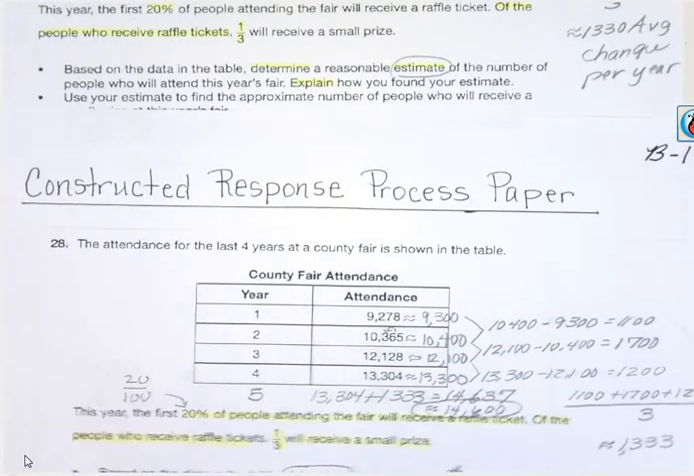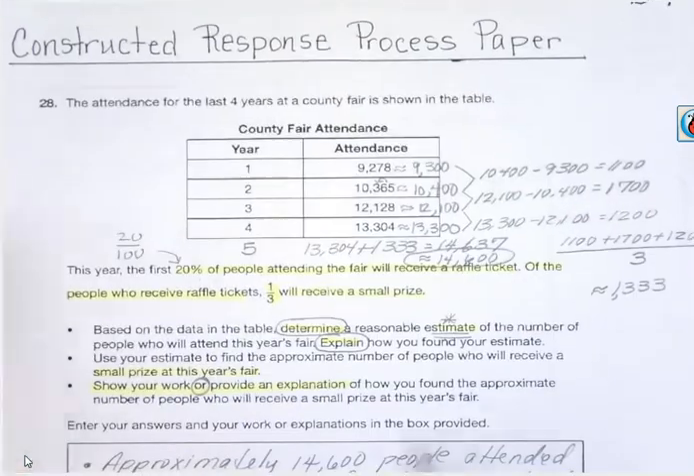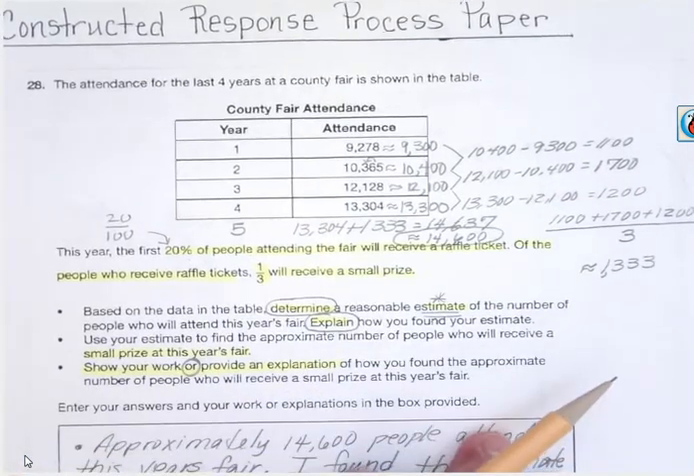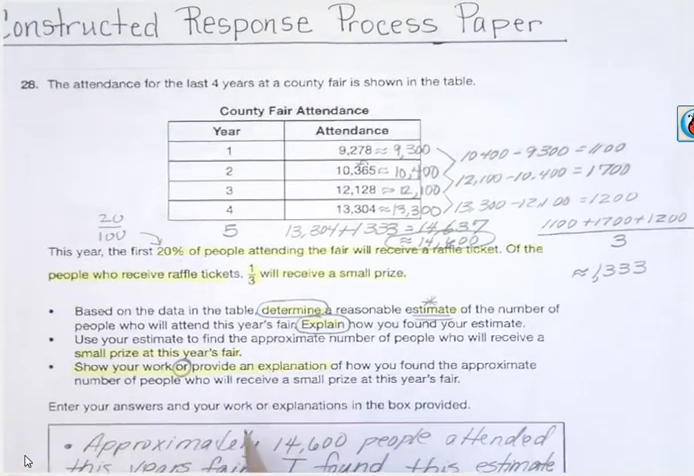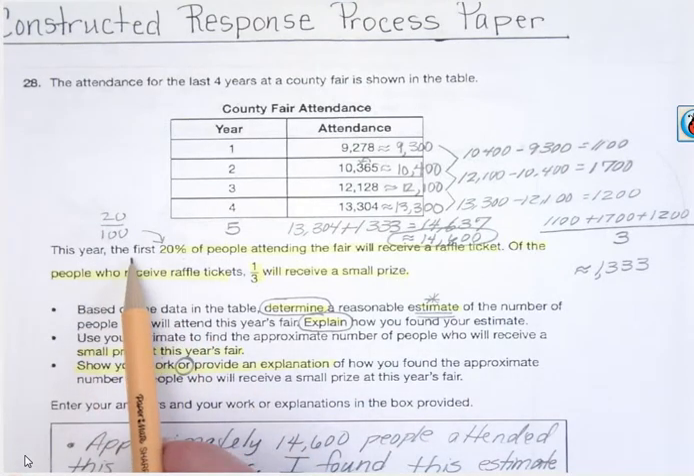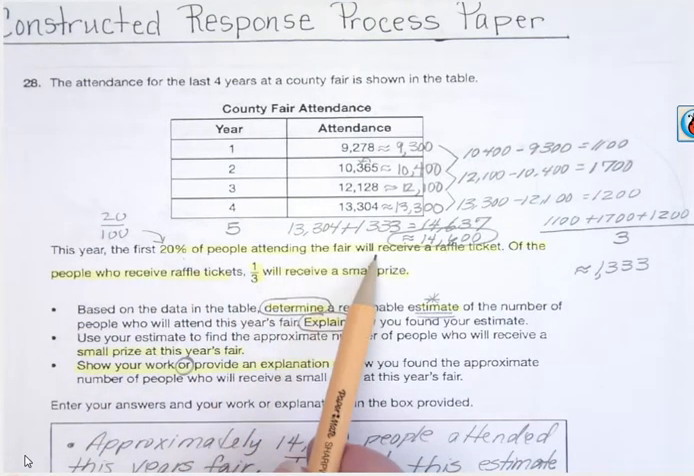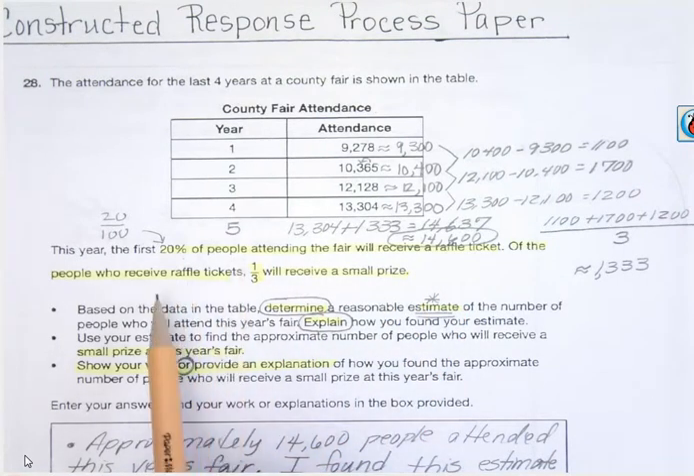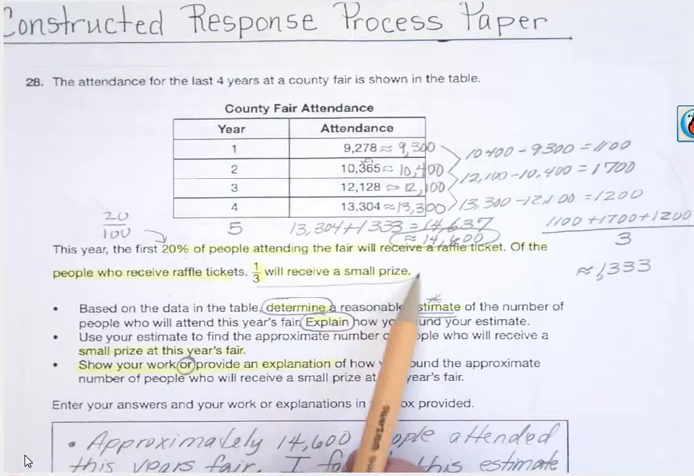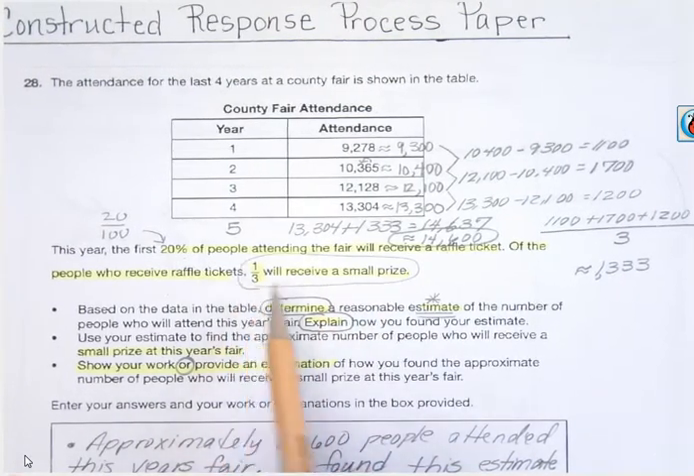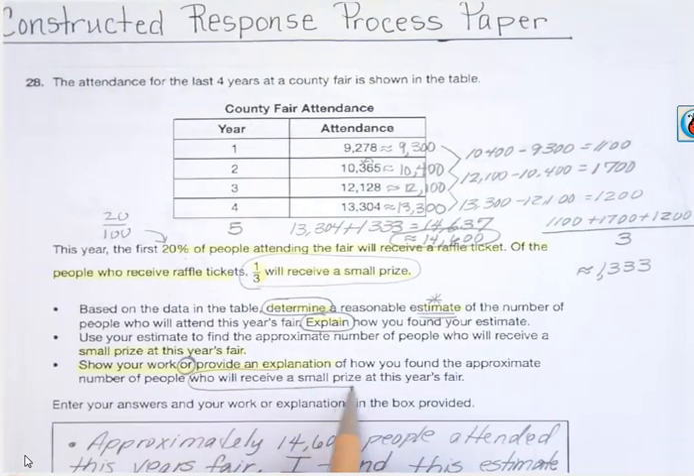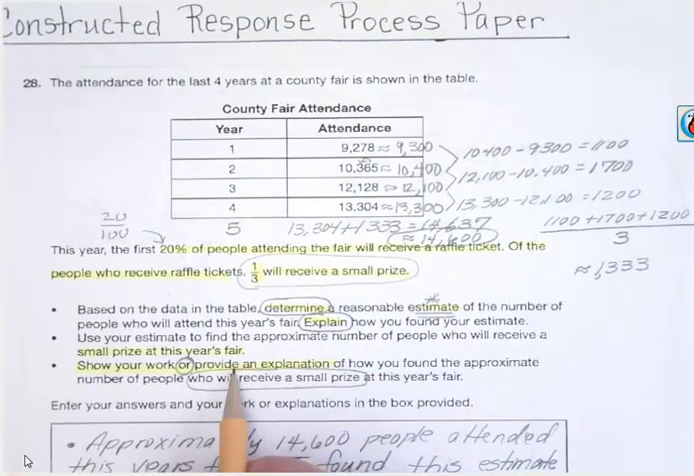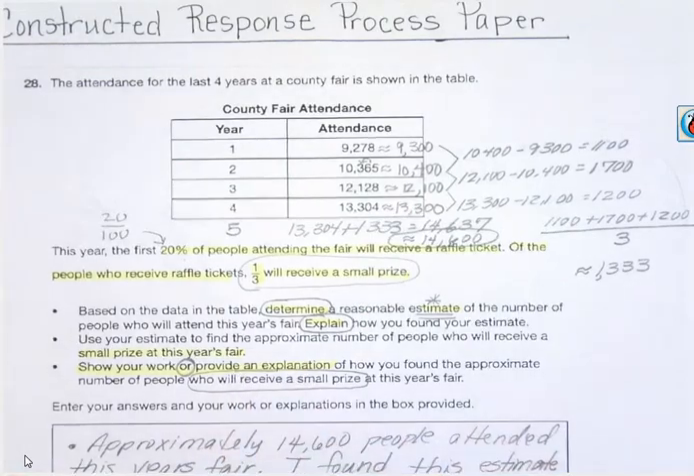And it says, this year, the first 20% of the people will receive a raffle ticket. But then it says of the people who receive a raffle ticket, 1/3 will receive a small prize. And that's what I'm trying to discover. Who will receive a small prize? So I have another step.